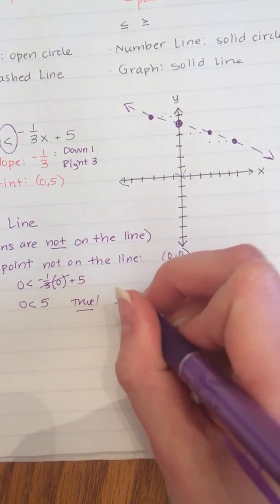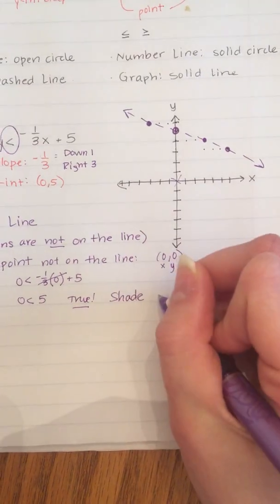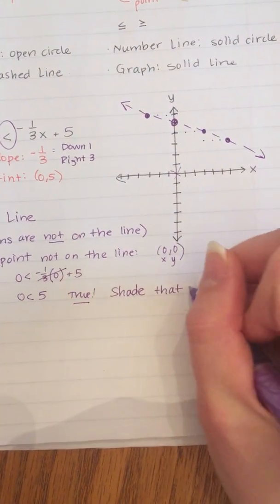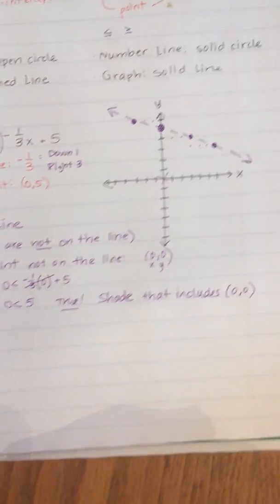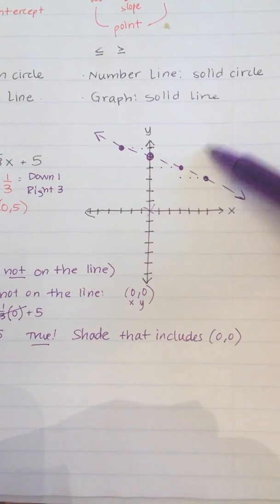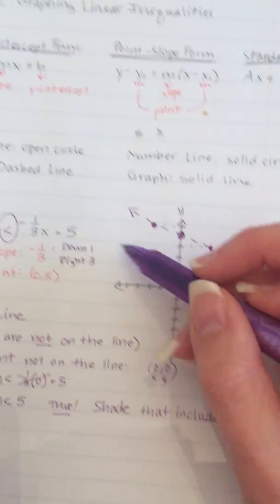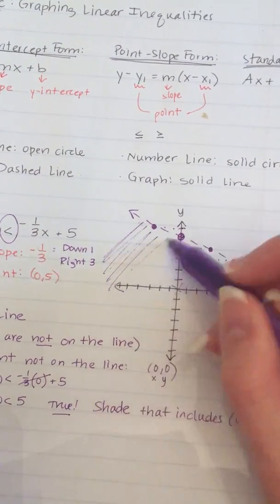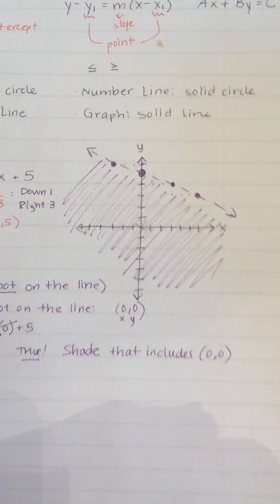So we are going to shade part of the graph that includes 0, 0. So I'm not going to shade above this line. I'm actually going to shade below this line. You guys may remember doing this in your last algebra class.